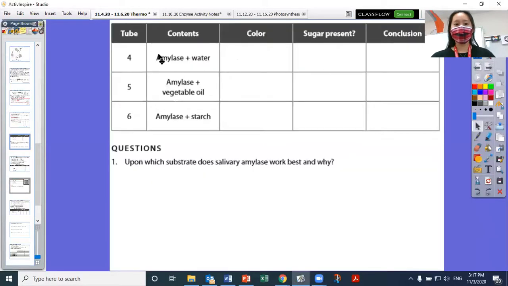We are basically asking you to compare if the enzyme amylase works on just starch or if it works on other things too. So we also tested it out on oils. So afterwards, we're going to go ahead and answer the questions underneath the table. This is the same table as before. And you're going to answer the question, upon which substrate does salivary amylase work best and why? So you're telling me, does it work best on water? Does it work best on oil? Or does it work best on starch?